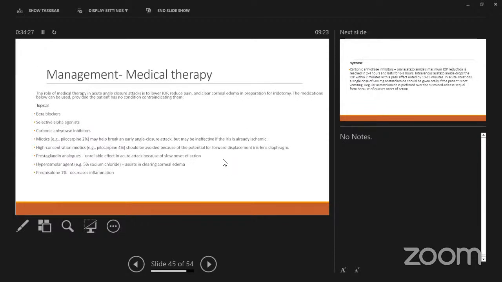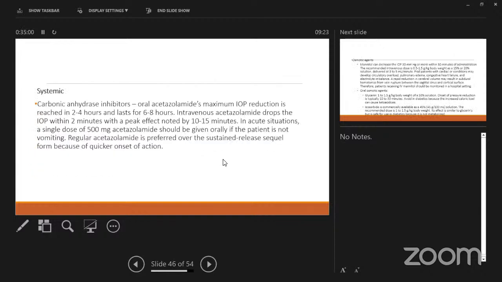In management, firstly, we can start with topical medications like beta blockers, alpha agonists, carbonic anhydrase inhibitors. Miotics, generally 2% pilocarpine can help in breaking early angle closure attack, but it is ineffective if the iris is already ischemic. And higher concentration of miotics like 4% should be avoided because it can forward displace the iris lens diaphragm. And prostaglandin analogs are unreliable because of slow onset of action. Hyperosmolar agents can be used for clearing the corneal edema like 5% sodium chloride, and prednisolone acetate decreases the inflammation.